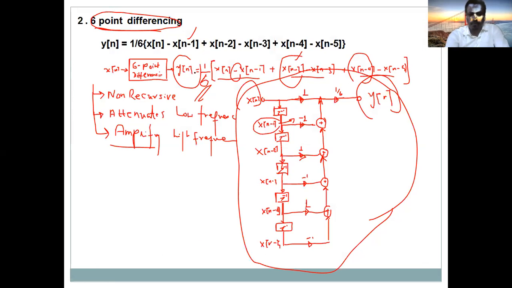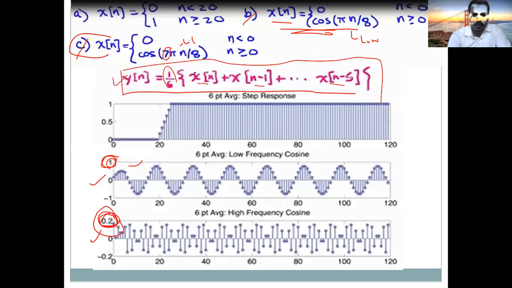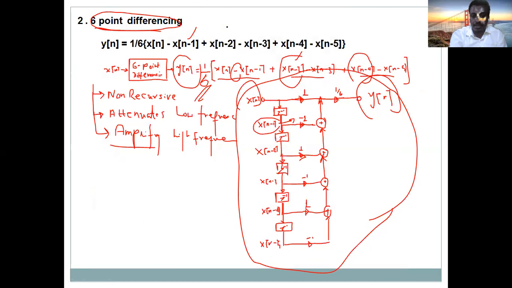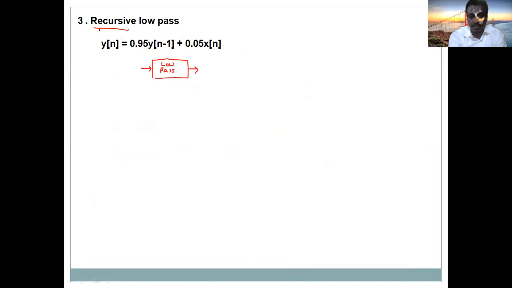Okay. In this case, it amplifies what? Low frequencies. It attenuates, rejects high frequencies. So this is nothing but a low pass filter, a moving average filter. Low pass means low frequencies are amplified, high frequencies rejected. But this design is a non-recursive design, which means output does not depend on past values of outputs. Now the same system, a low pass filter, but this one is recursive, which means this is our input.